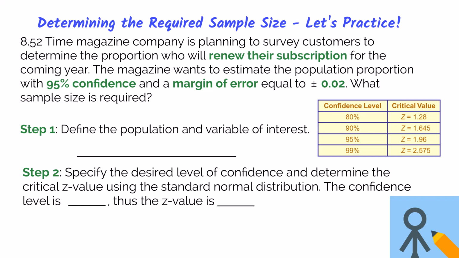Now let's make sure we understand our variable of interest. In this case, we want to know who's going to renew their subscription. So the current magazine subscribers is the variable of interest. So in step 2, we'll define the confidence level and z-value based on the story. We have 95% confidence level again, and we know from prior problems and the reference table, z is 1.96. So hopefully you will have the z for 95% confidence level memorized by now.